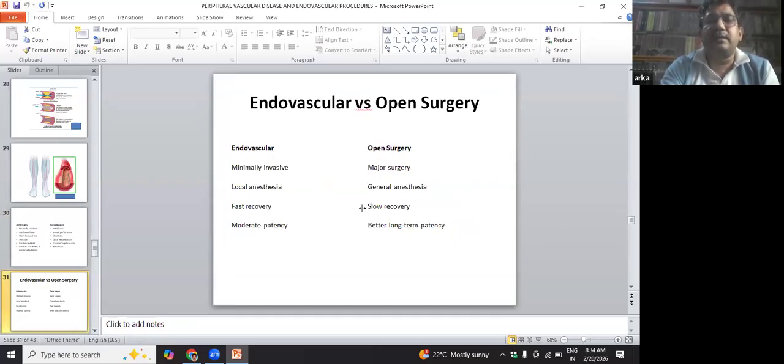So this is a comparative study of endovascular therapy with open surgery. Endovascular is minimally invasive, local anesthesia can be used. It has fast recovery and moderate patency. But in case of open surgery, only one thing is advantageous, that is better long-term patency. Otherwise, it is a major surgery. It needs general anesthesia. Recovery is slow as compared to endovascular therapy. But the one aspect of open surgery is that it can ensure better long-term patency in spite of all other disadvantages compared to endovascular therapy.